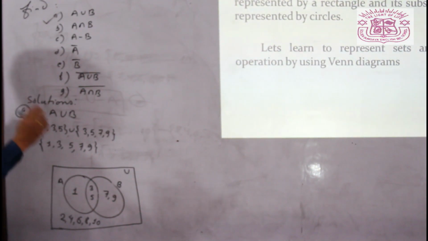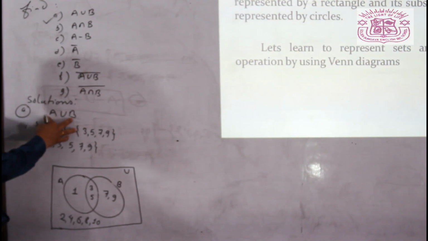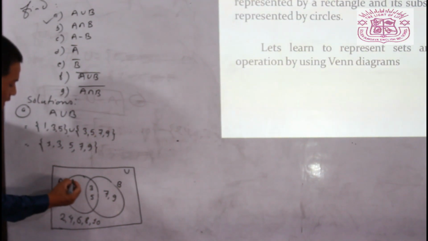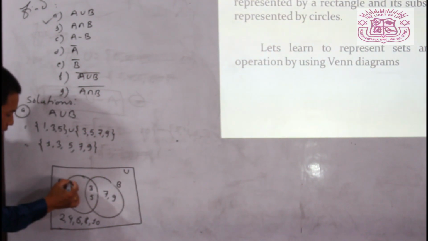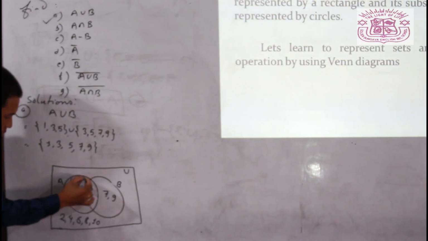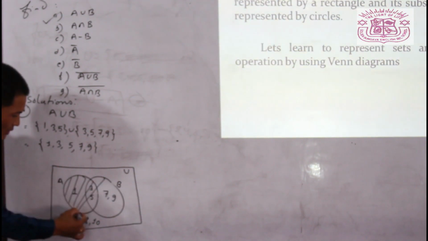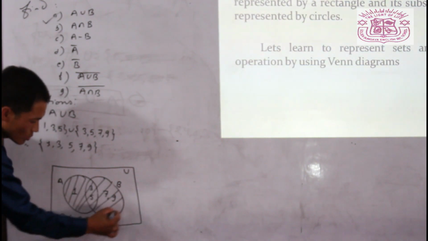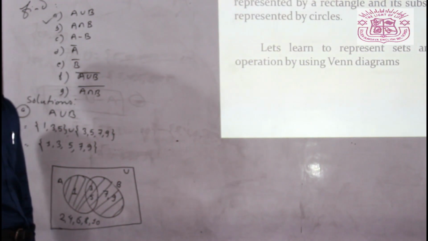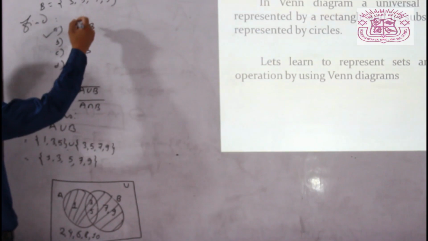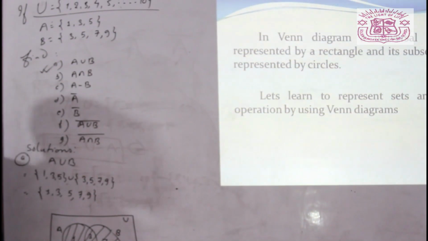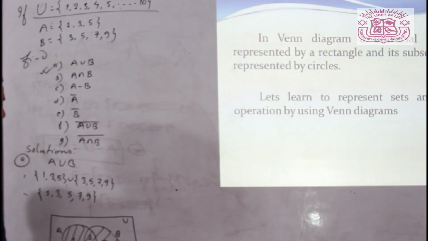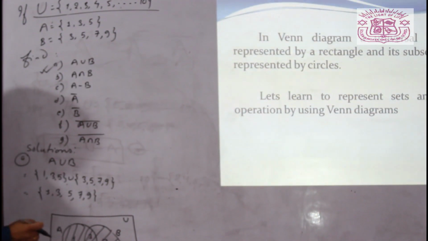So if the question is asked to find A union B and draw Venn diagram, you have to shadow the part. 1, 3, 5, 7, 9 is here. So make it shadow. Just make the lines. Don't make it too dirty. Don't make it too dark. Just this much is okay. So we have found A union B. I think we have understood this.